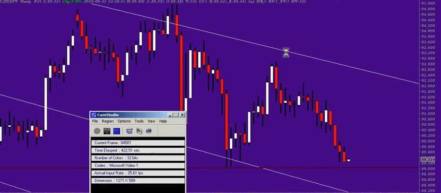So the first thing you need to remember is the support zone on the higher time frame, and then the resistance zone on the higher time frame, the trend line areas in the higher time frame. These are your areas of focus. You don't want to trade in the void.